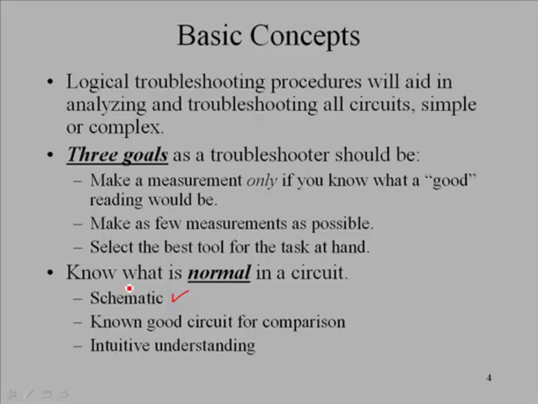Also, another good way to know what is normal is to have a known good circuit for comparison. Say I've got a box here, and we'll call this the bad one, and here is the good one. Let's pretend that we have troubleshooting points or voltages that we are measuring, and we suspect that something is wrong here. We could measure the known good box and make a determination: is there something wrong or isn't there? So a known good circuit is a good way to know what is normal in a given circuit.